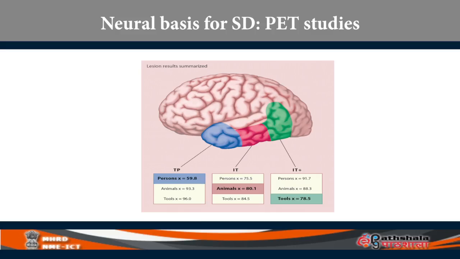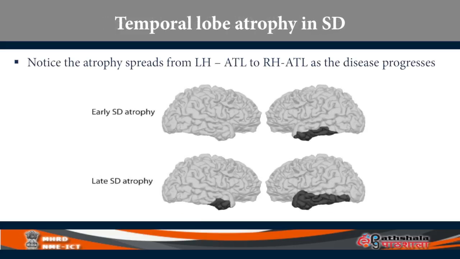And also I have mentioned that the other neural basis for semantic dementia is atrophy, shrinking of the outer part. Like you can see in early semantic dementia, it starts in the anterior temporal lobe in the left hemisphere, but in late semantic dementia, you see to your right, it has spread into the other side also, both right and left hemisphere. The black part is the damaged part in an SD patient. A neuroimaging study, a positron emission tomography study, has revealed this damage.